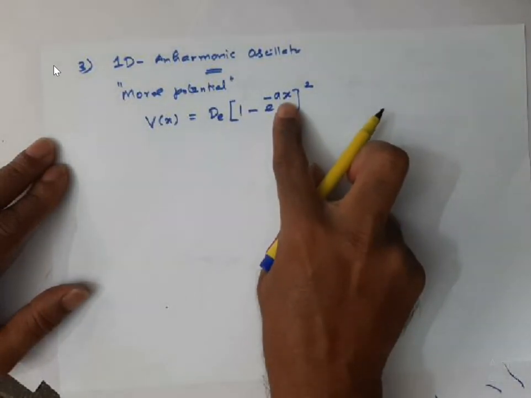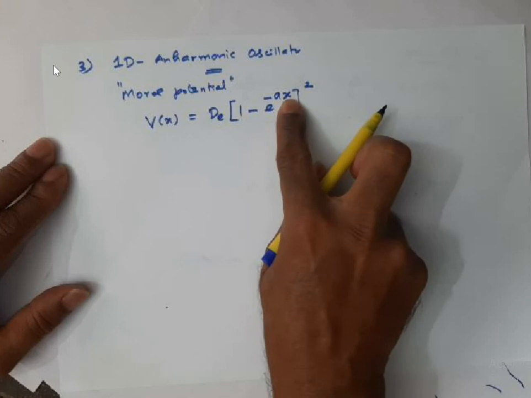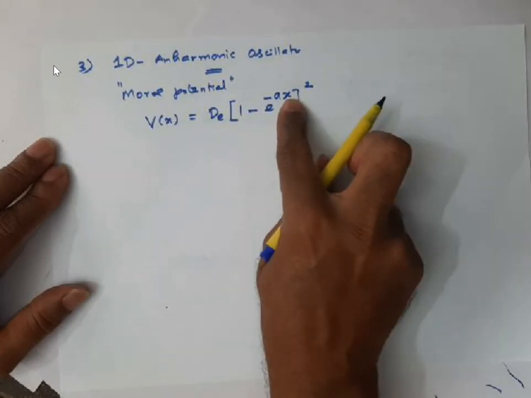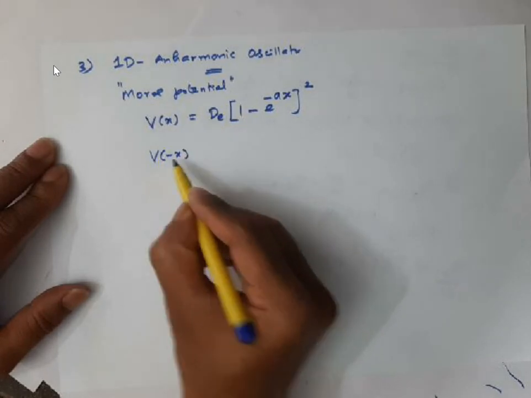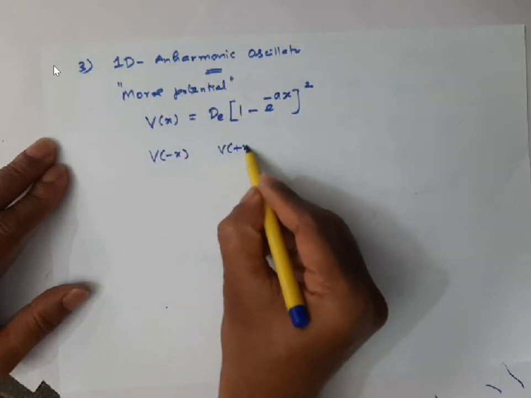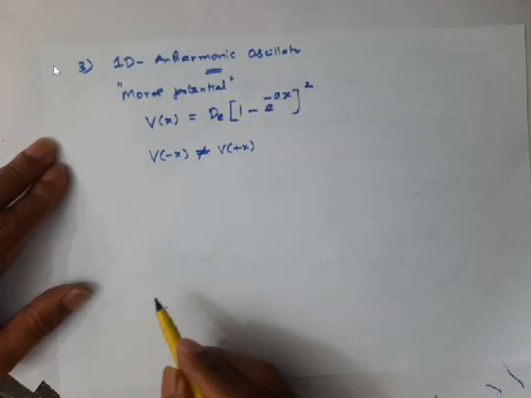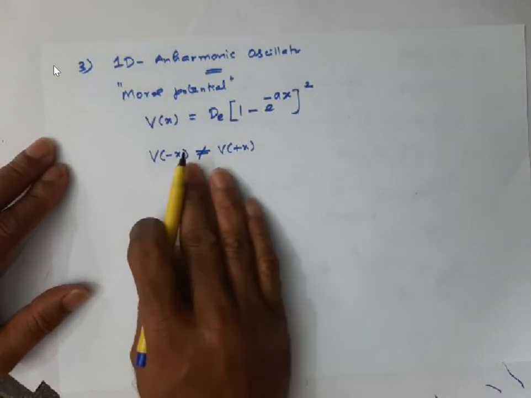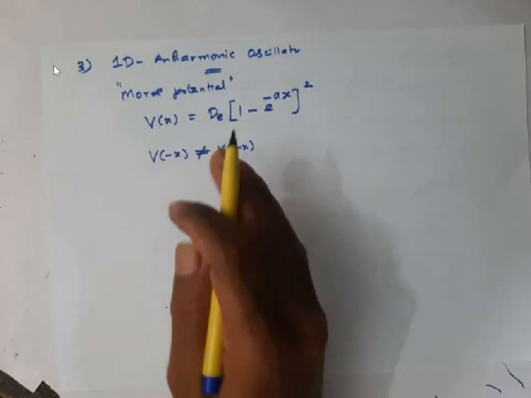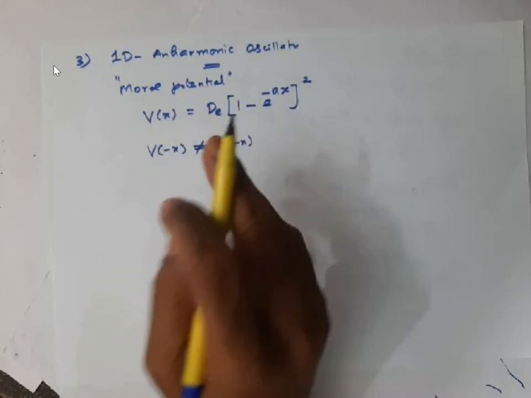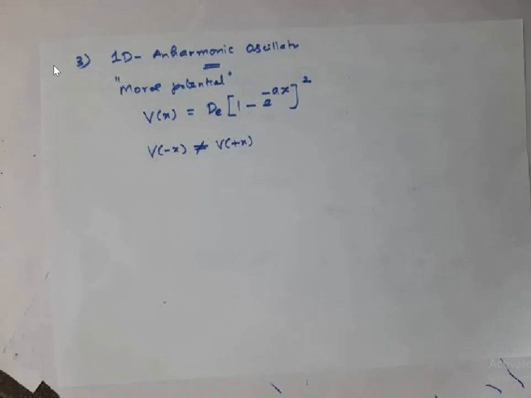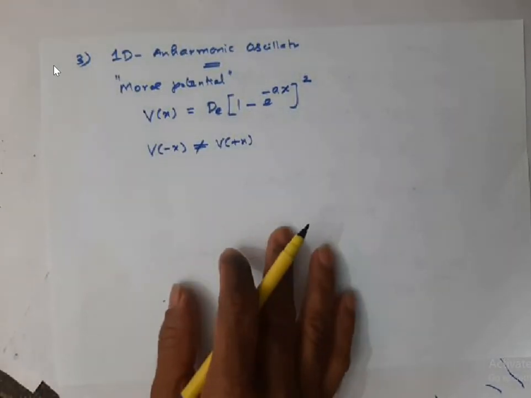Here I have only x. So if I put plus x, I will get one function. If I put minus x, I will get a different function. So in this case V of minus x and V of plus x are not equal. It means the Hamiltonian operator and the parity operator do not commute in this case. Okay, I stop here.